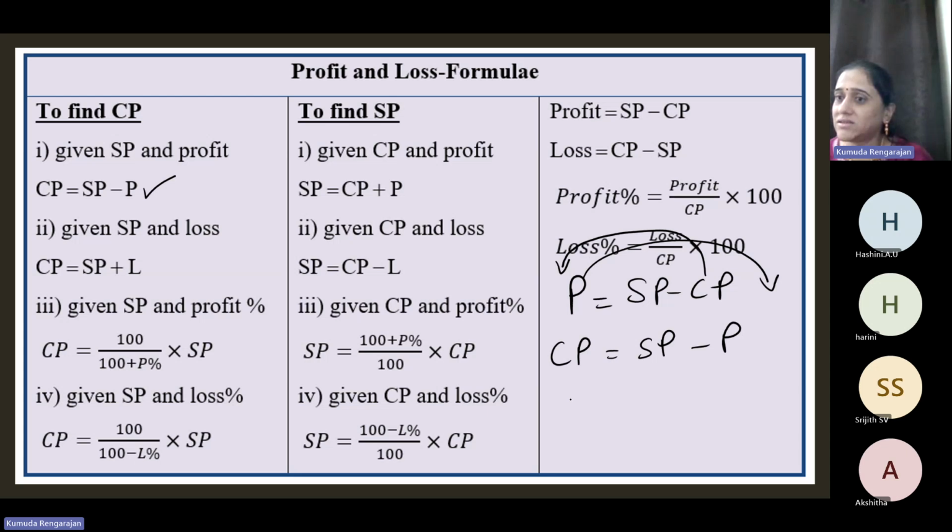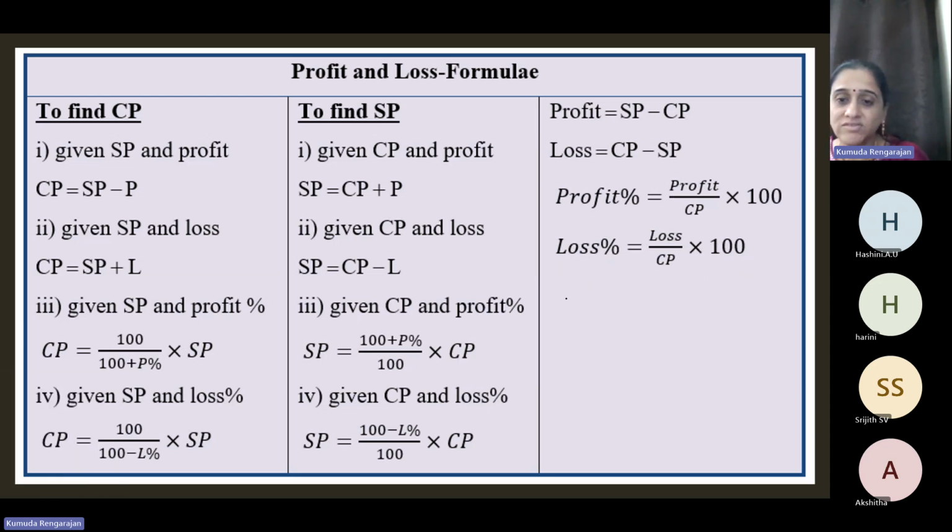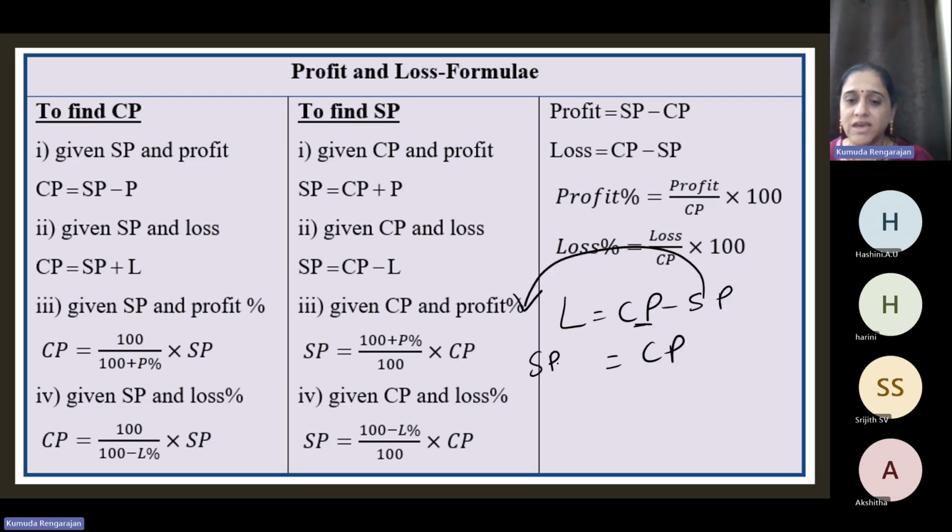When is it a loss? When your CP is more. So loss is CP minus SP. So then what is CP from this? CP will be equal to, take this SP here, minus SP will become plus SP. So SP plus loss. CP is equal to SP plus loss.